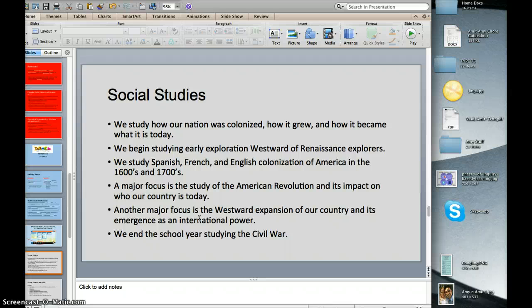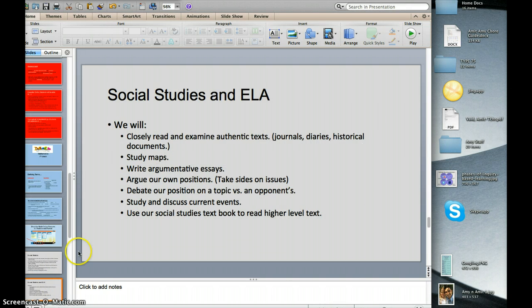So this is a slide that's dedicated to just understanding our units and our chapters. I was speaking earlier of how social studies relates to ELA. You can read this slide to kind of get an idea of how that works. One thing I didn't mention earlier was studying and discussing current events. It's a major part of what we do in the classroom within social studies or ELA, or just in the morning. We cover topics, and you can see our current events board in the classroom.